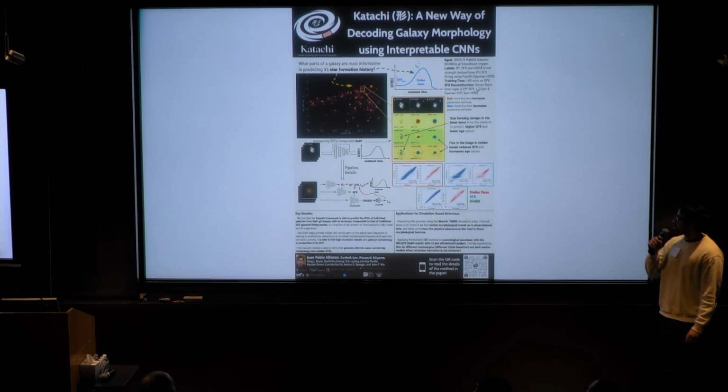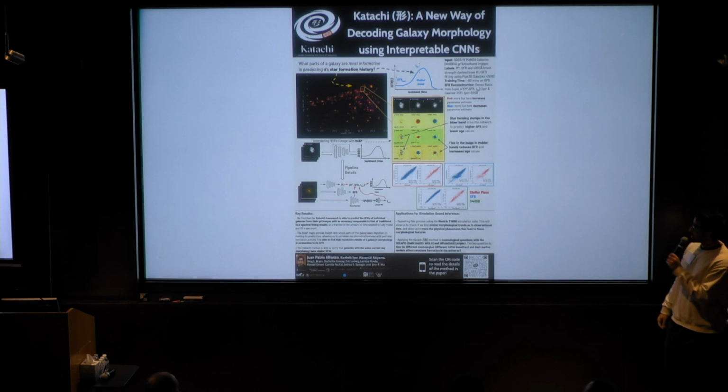I am a PhD student at Tohoku University in Japan. My work here is focused on finding a new way to study galaxy morphology, and the way we do this is using interpretable CNNs.